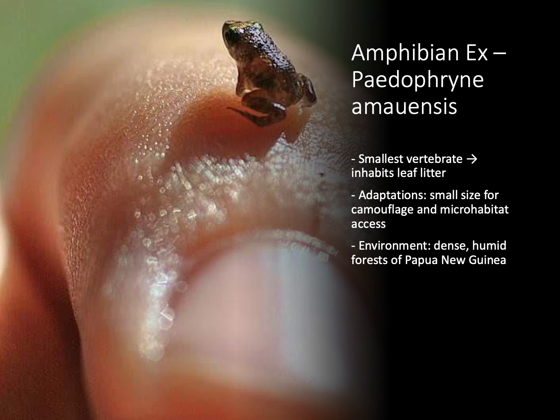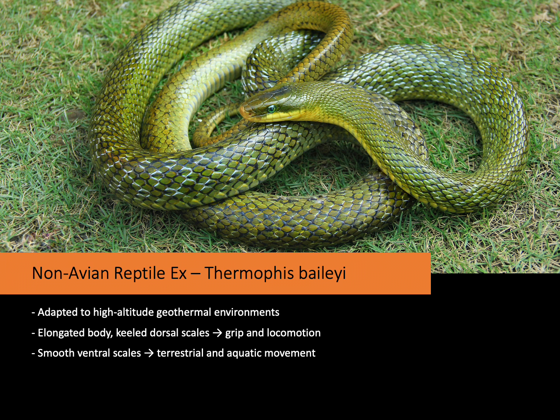It says the small body size may allow exploitation of microhabitats within the leaf litter, as there would be an abundance of resource with minimal competition. Here we have the Thermophis baileyi, adapted to geothermic environments in high altitude habitats.